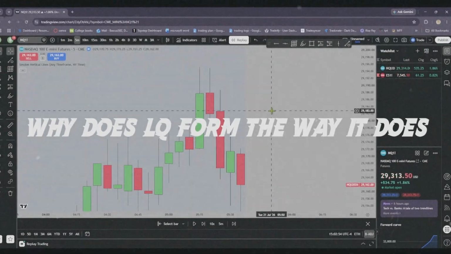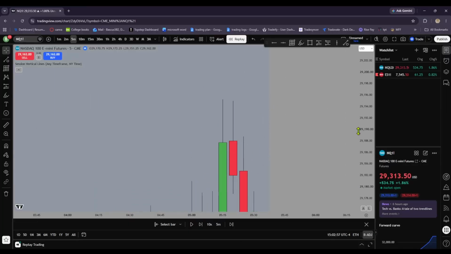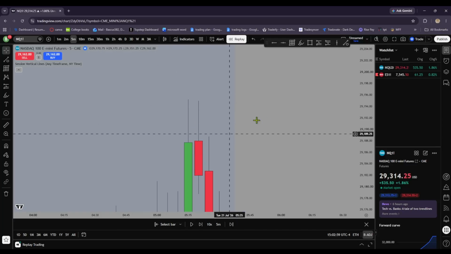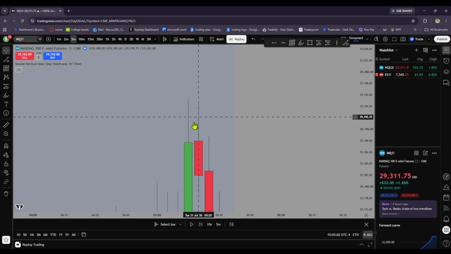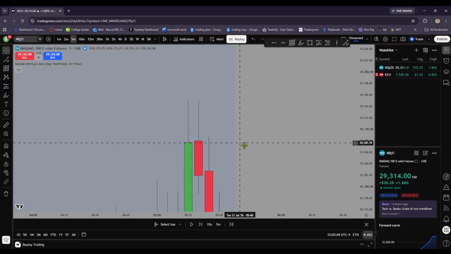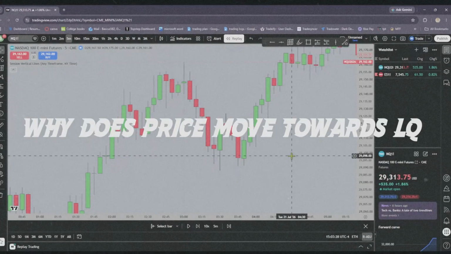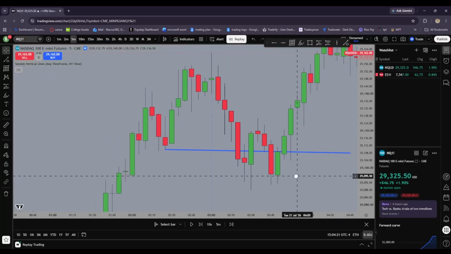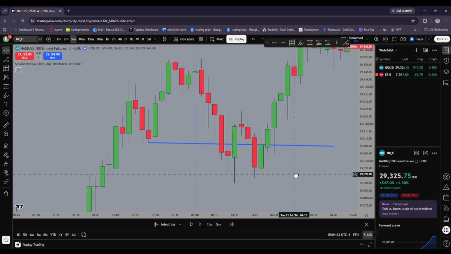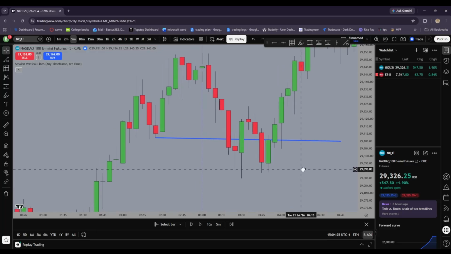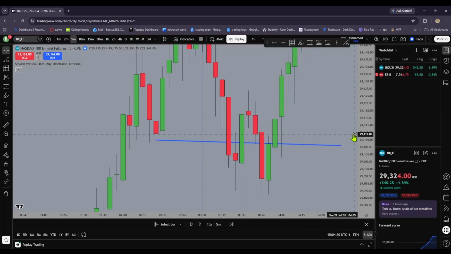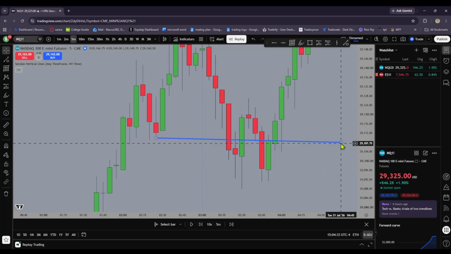Why does liquidity form the way it does? Well, using this example of the high, thousands of traders are trying to enter at the same exact time, but orders that were not yet filled turn into these wicks, which turns into the things that we call liquidity. Now, the very interesting thing about how the market works is that price tends to draw towards areas of liquidity. Why does price move there? Big trading firms buy and sell very large positions. To fill those positions, they need lots and lots of orders. So that's the reason price often moves towards these areas, because of the liquidity. There's a lot of orders in that area.